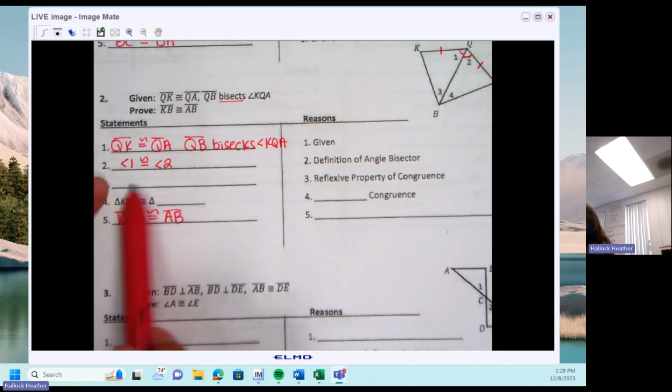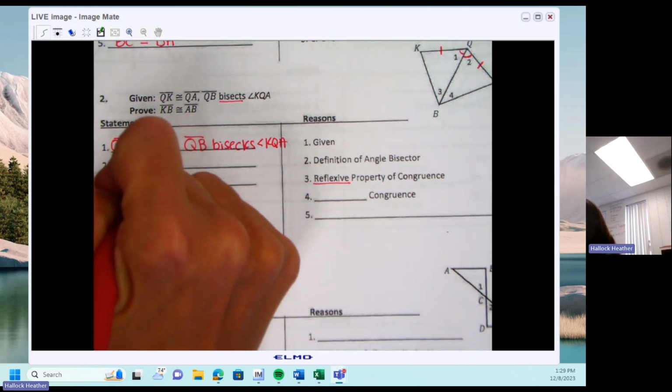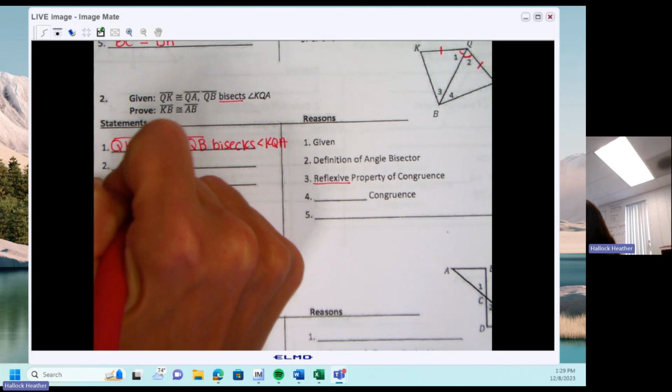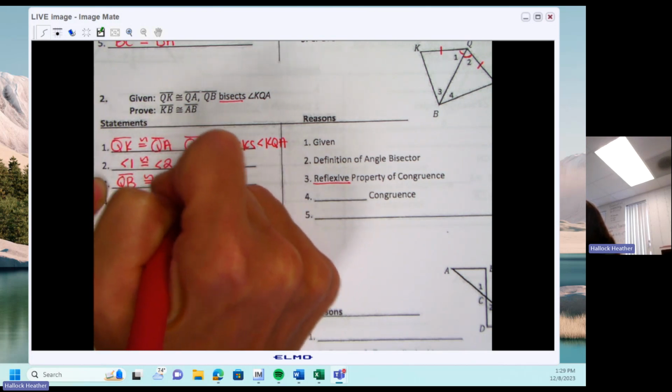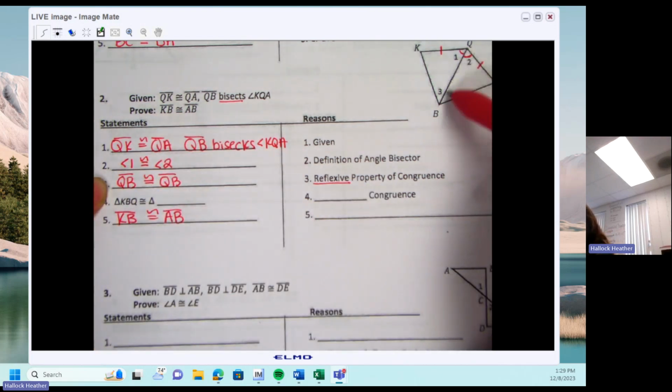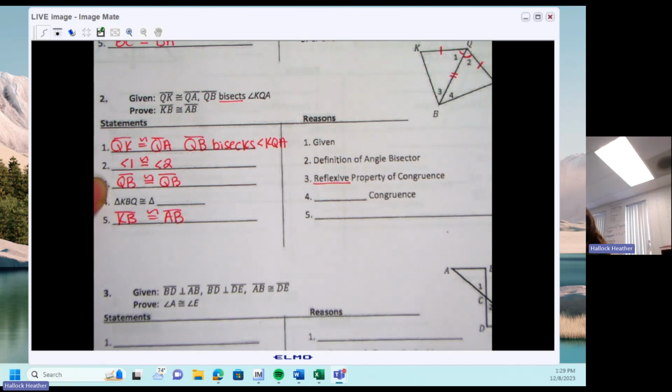Okay. Reflexive property is what you're talking about. Reflexive property is a side that they share. So what would I put there? Which side do they share? Somebody mumbled it, I think. QB. So I could say BQ or QB, doesn't matter. But QB is congruent to QB. The reason why is because of the reflexive property, they're sharing the side. So I'm going to add that into my picture as well. Put my 2 little lines.